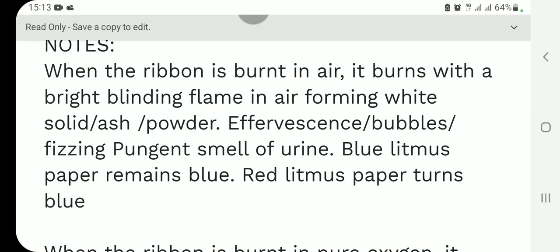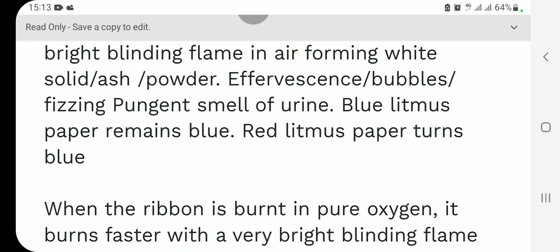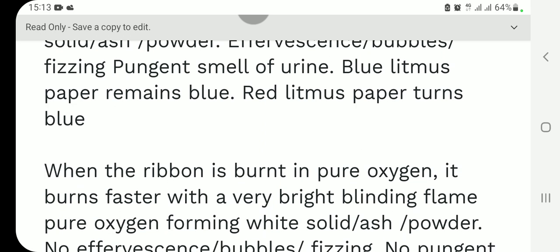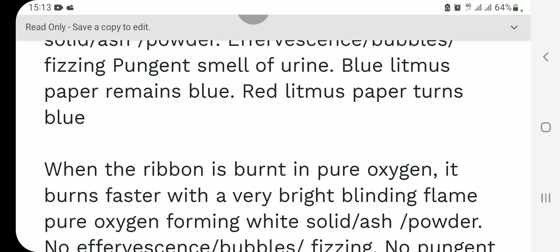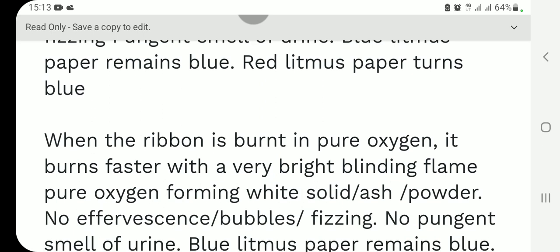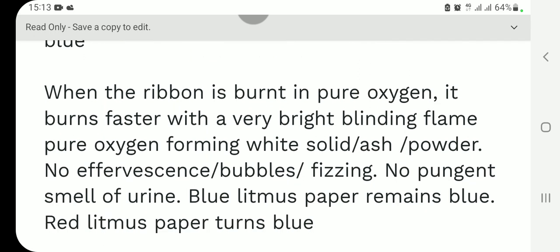For me, the easier way to identify if it's acidic or basic is with B, R, and A. For B, if the blue litmus paper turns red, that means the solution is acidic. And for this one, blue litmus paper remains blue, and then red litmus paper turns blue. That means this is basic. It forms a basic solution.